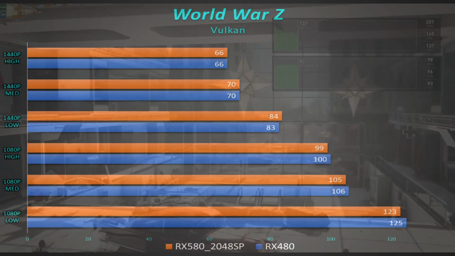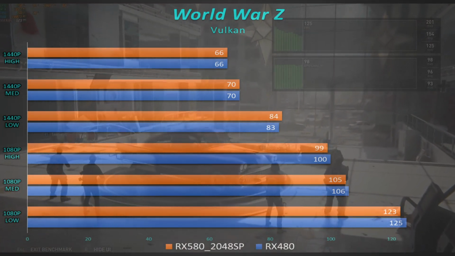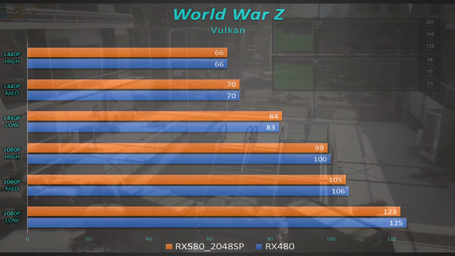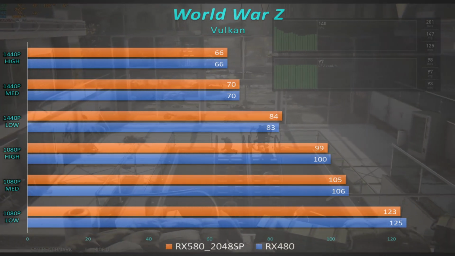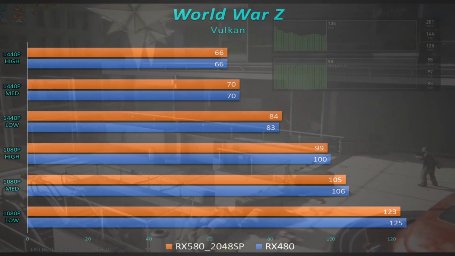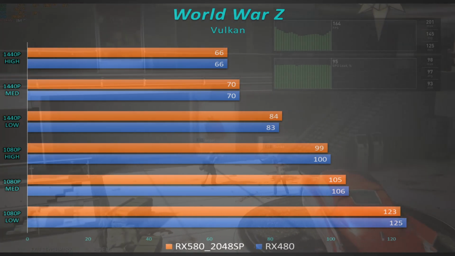World War Z, it's almost another statistical dead heat here. The RX 480 does pull out just a little bit ahead at the lower resolution, or 1080p, but not enough to notice. And it's well within a margin of error. It's a frame or two off, which is definitely within a 3% error.